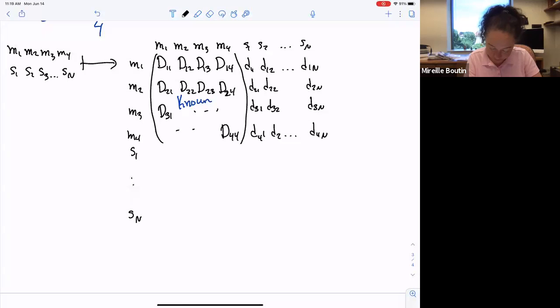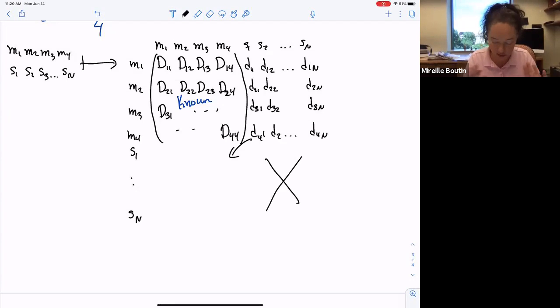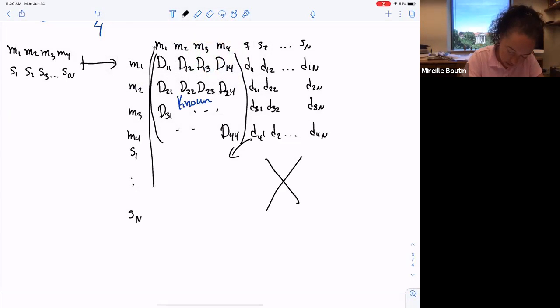And obviously, it's a symmetric matrix, so I don't need to worry about the bottom, but the thing is I don't get anything here. I don't get any of these distances. I don't get any distance between the walls. And so I'm missing quite a bit of entries in that matrix.